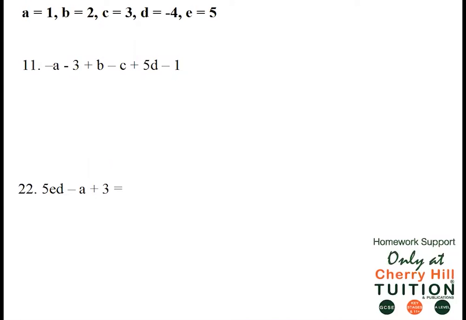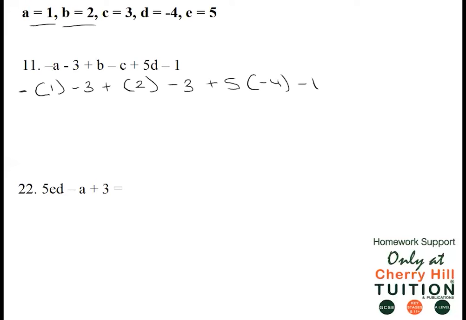Okay, so question 11. We have been given a range of values that each correspond to a letter, and we need to make the relevant substitutions in order to simplify this expression. It is very important to note that we need to make substitutions always in brackets. So we have minus a, and a is 1, minus 3 plus b, which is 2, minus c, which is 3, plus 5 multiplied by d, which is minus 4, minus 1.